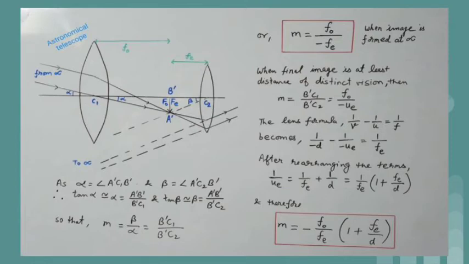Rearranging the terms, it comes out as 1 by ue is equal to 1 by fe plus 1 by D, or equal to 1 by fe into 1 plus fe by D. And therefore, M is equal to minus fo by fe into 1 plus fe by D. The negative sign indicates that the final image is inverted. Magnification is minimum when the final image is at infinity. For large magnification, fo should be large and fe should be small.